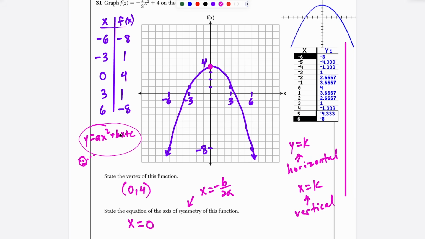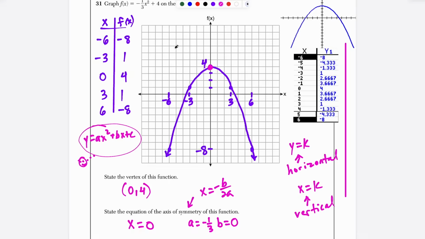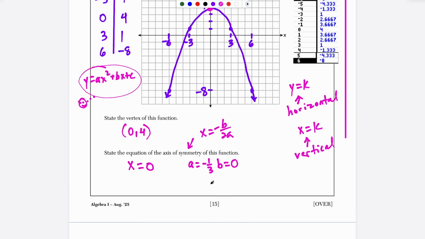So if we look at our original equation here, our a value is equal to -1/3, but our b value is 0 here because there is no x term. So if we plug that into the formula, we would get x equals -b, which is 0, over 2 times a, which is -1/3. 0 divided by a non-zero works out to 0. So we still get x equals 0 here.